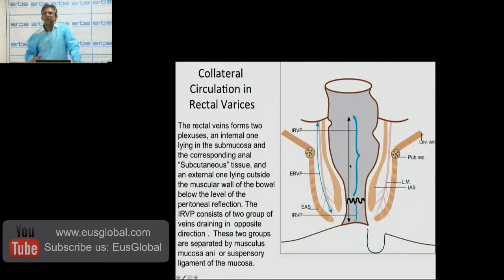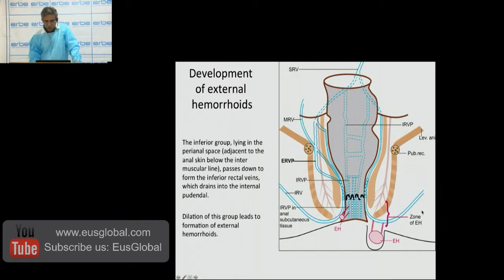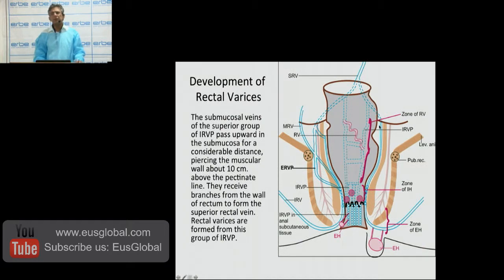So these plexuses are seen. You can see these plexuses, and the important thing is when the rectal varices or the hemorrhoids are formed, they are formed in different zones. This is a zone of intrinsic rectal venous plexus in the anal canal, and this is the zone of external hemorrhoids. However, as you go up, this is the zone of internal hemorrhoids, and higher up is the zone of rectal varices. So the plexuses are responsible for formation of different kinds of varices, whether external hemorrhoids, internal hemorrhoids, or the rectal varices.